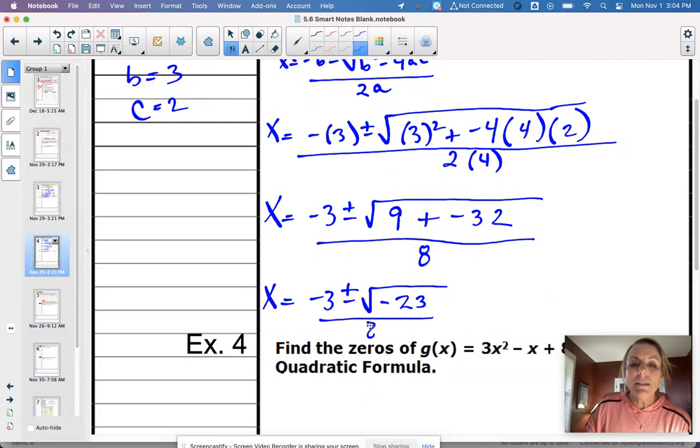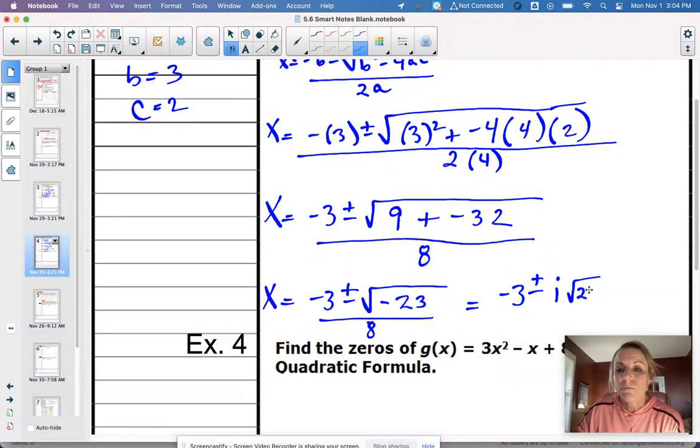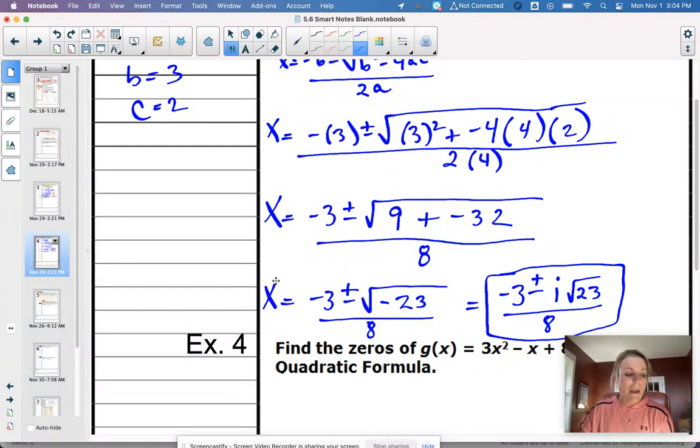And the minute I see that I have a negative under a radical, I know that it's going to be a complex number. So I'm going to take the i out. And there we go. You never want to leave your answer with a negative under a radical.